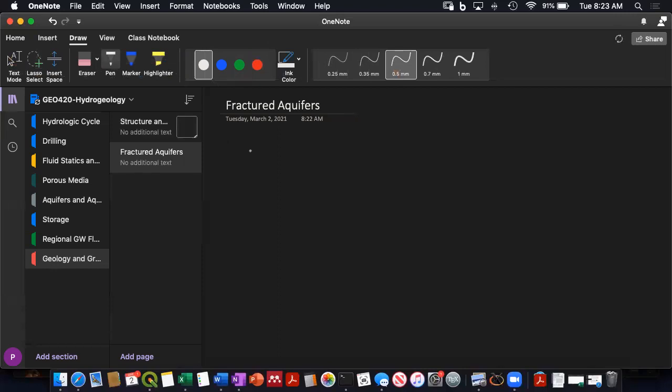So who here has taken structural geology? Two people. All right. So first of all, we'll do a little bit of basic structure. We did that a little bit already with anticlines and synclines.